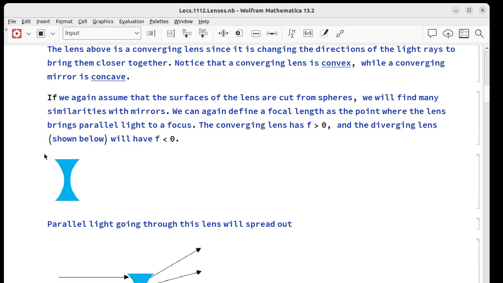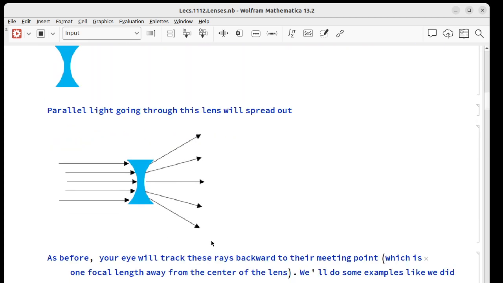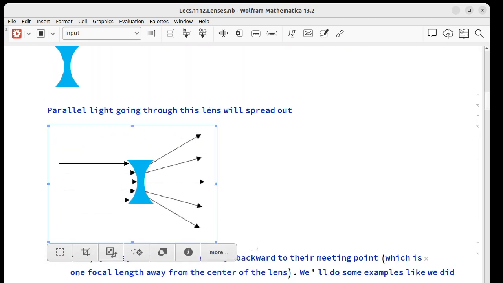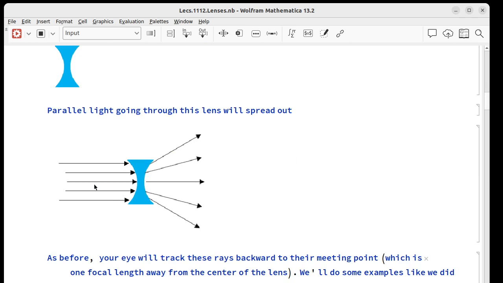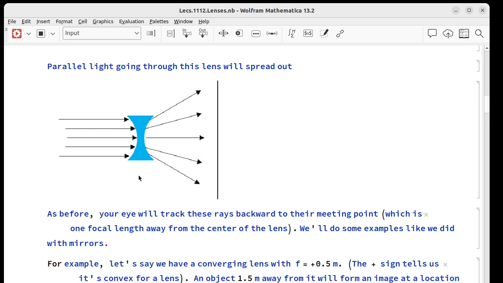For example, diverging lens here, this is double concave. If we send parallel light through this, what will happen is the light will spread out. And as before, your eye will track back along these lines and say, oh, all the light came from here. That's our focal length. It's one focal length away from the center of the lens. Let's do some examples and see how much this is like what we just saw with mirrors.